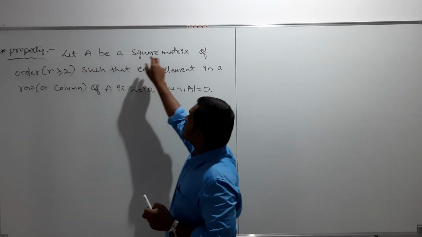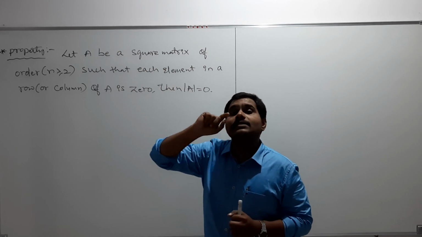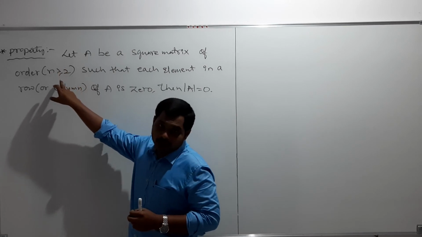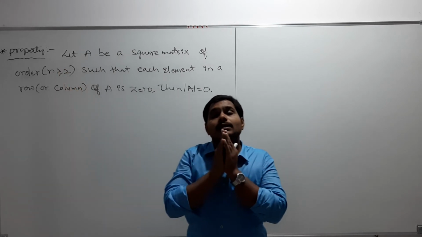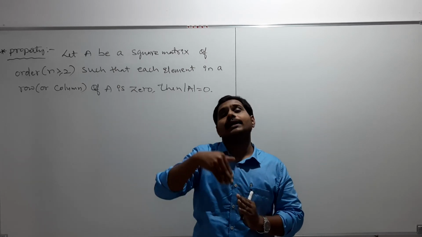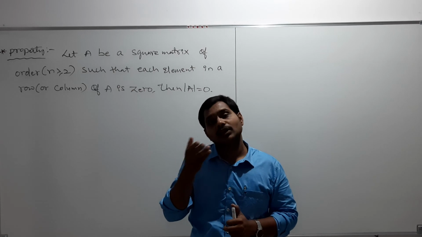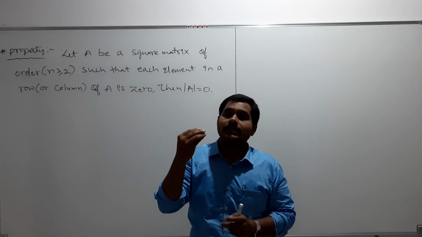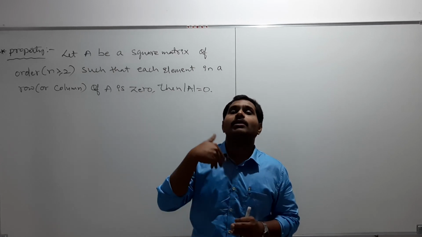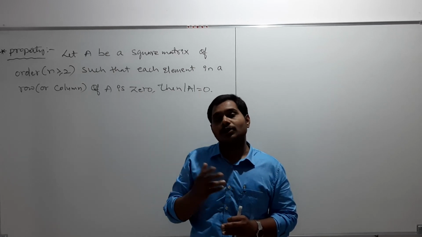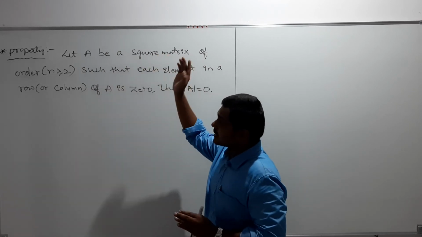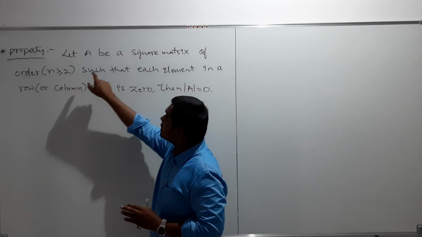If your given matrix is a square matrix of order n greater than or equal to 2, what does that mean? The square matrix must be of order 2 or greater than 2. It may be of order 2, or order 3, or order 4, and so on. Clear?